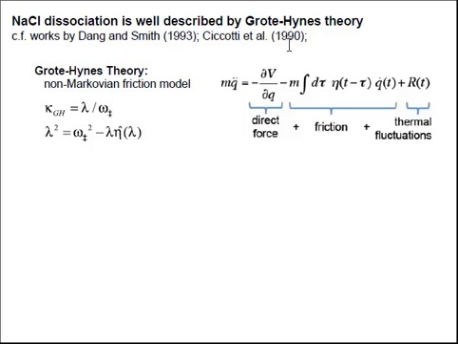Grote-Hynes theory assumes that the dynamics is described by this generalized Langevin equation that has non-Markovian friction. That's the key difference between this equation and the one in Kramers' theory: the non-Markovian friction kernel in here. Once you find this non-Markovian friction, which you can do in simulations by clamping the positions of the two ions and looking at the force-force correlation function on them, you get that friction kernel.